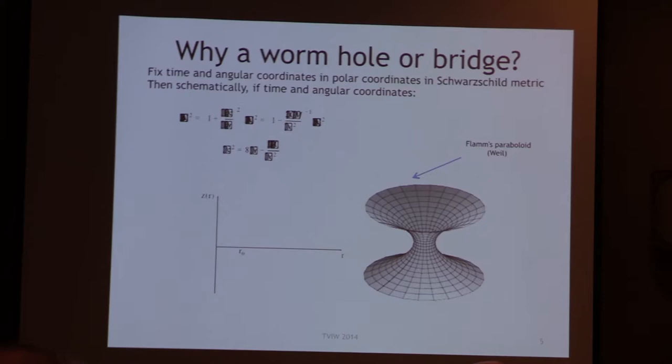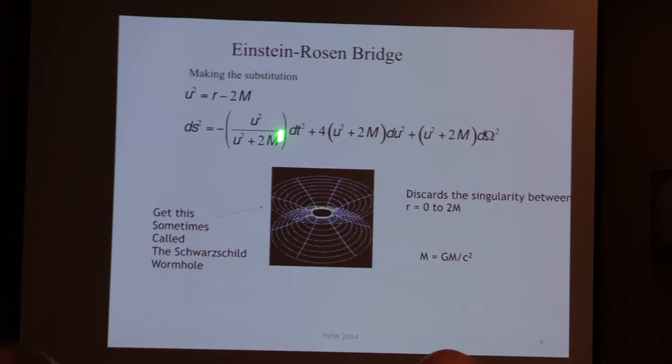So he and Nathan Rosen, in 1935, published this paper. They did a little coordinate transform. This coordinate transform, when you look at all the details of it, actually discards the event horizon and the singularity at the center. It's really a poor coordinate system, but at that time, I don't know if anybody else had noticed it, and they don't say much. There's one paragraph in the whole paper about it where they don't call it a wormhole, they call it a bridge. They notice that it connects two pieces of space-time that are asymptotically flat on either side. Next slide.